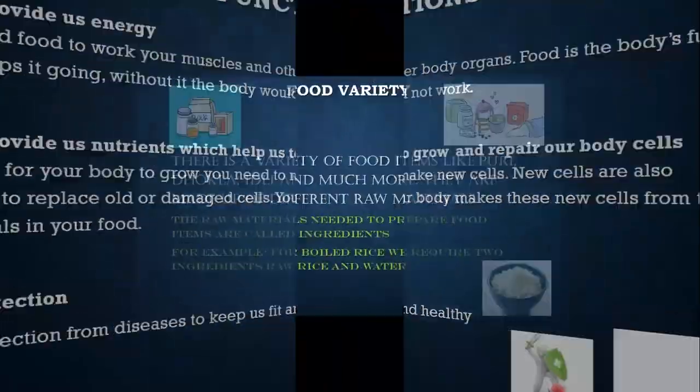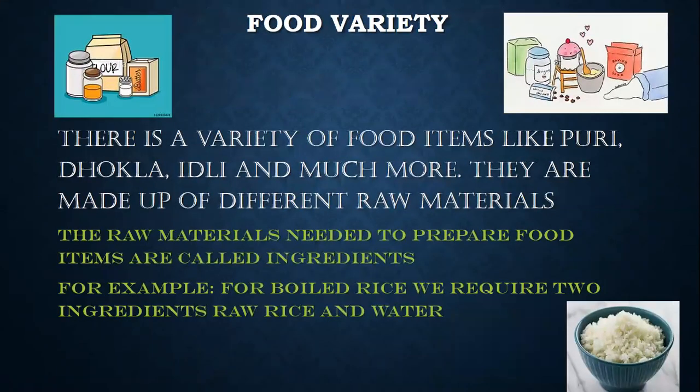Nowadays, you all are at home, and I know daily your mamas are cooking a variety of foods for you. But do you know, to prepare different kinds of food items, we need different materials. And these materials which are needed to prepare food items are called ingredients. So basically, ingredients are the raw materials which we need to prepare food.